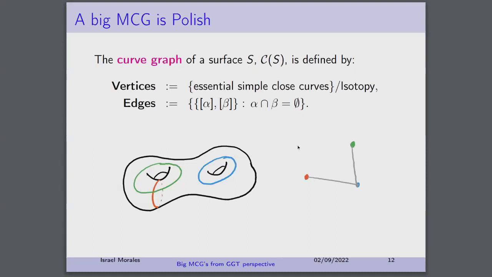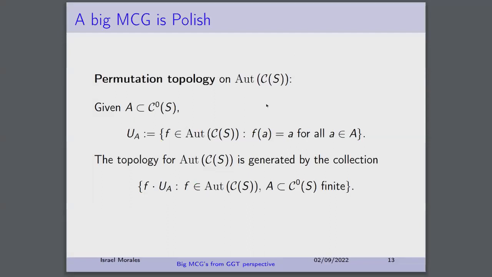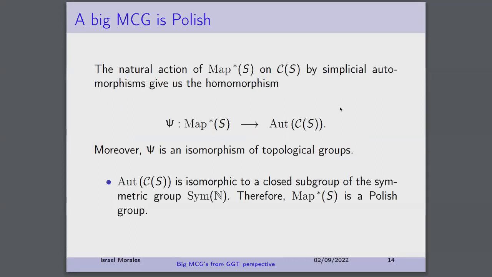So we give to the automorphism group of the curve graph the permutation topology that is generated by translations of stabilizers of finite sets of vertices. So now the natural action of the extended mapping class group on the curve graph by simplicial automorphisms gives us a homomorphism of groups. And moreover, using work of many people, we see that this homomorphism of groups is an isomorphism of topological groups. So finally, the mapping class group is isomorphic to the automorphism group of a countable graph.